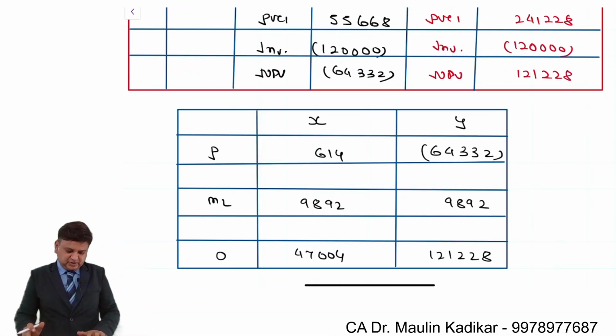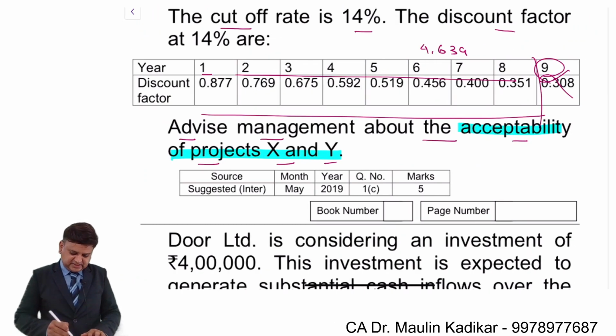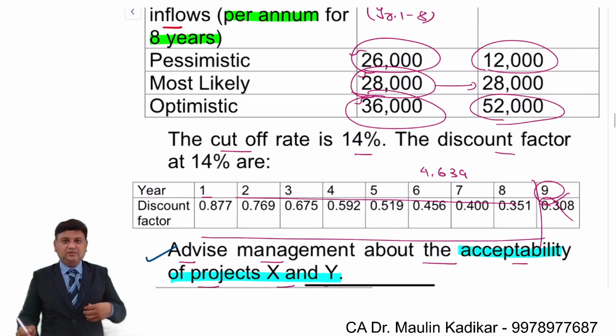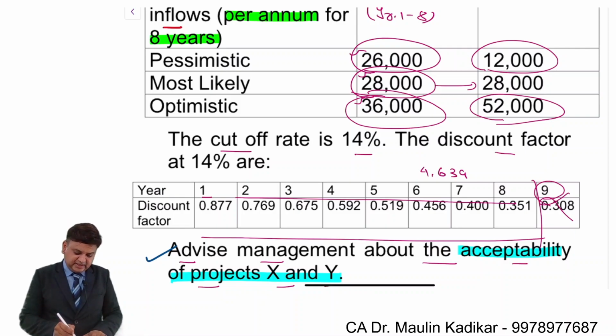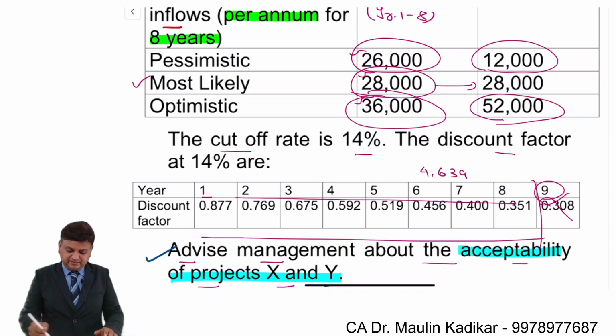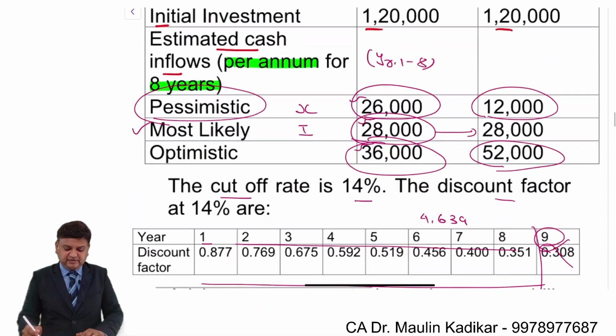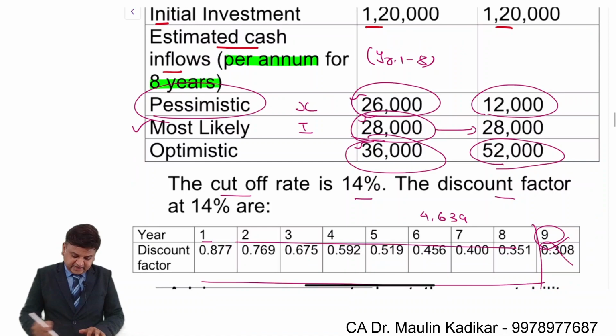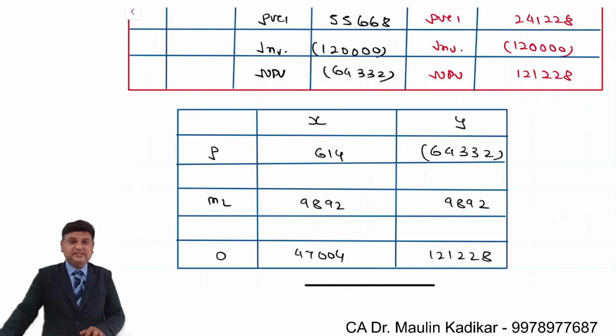So friends, importantly we understand the question says that you are required to advise the management about acceptability of the project. In case of most likely, both of them have the same NPV. So of course the company is indifferent taking this situation into account. Now if I take the pessimistic, project X has positive NPV, Y has negative NPV. And if I take optimistic, project Y has higher positive NPV, that is what we can see.